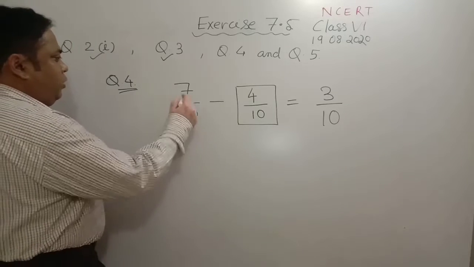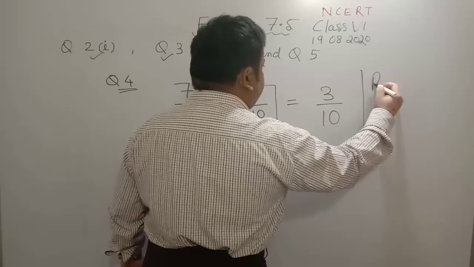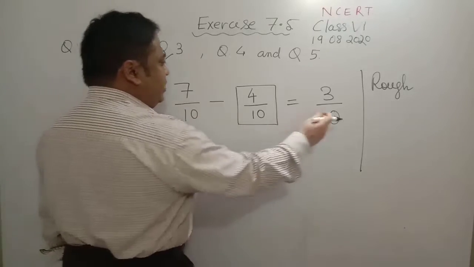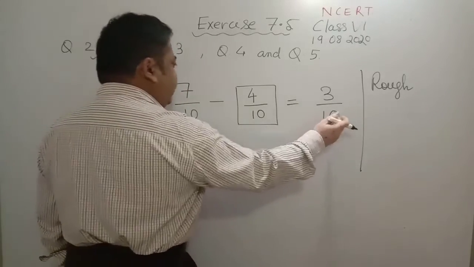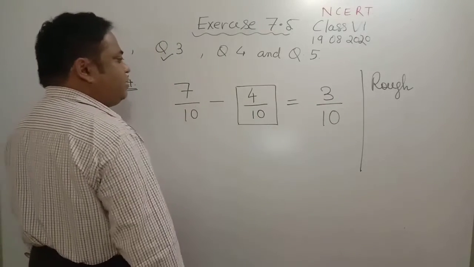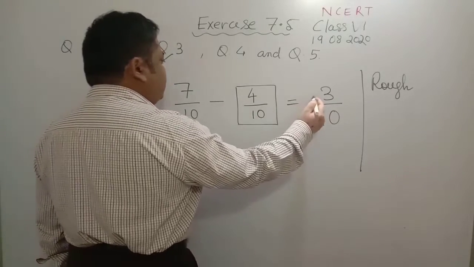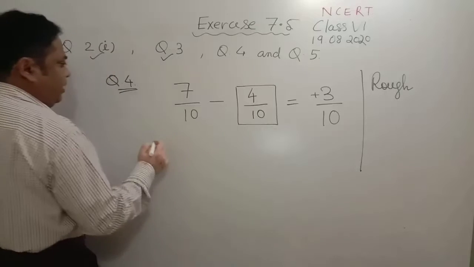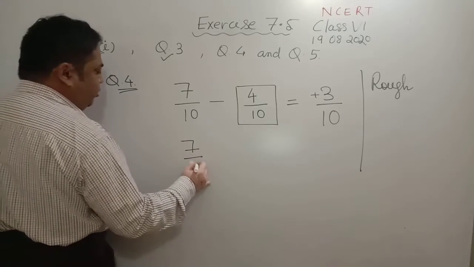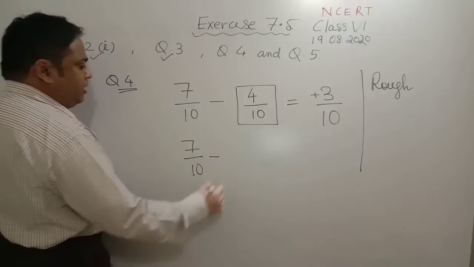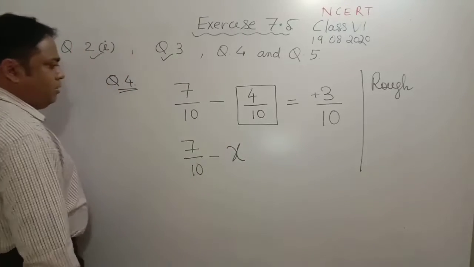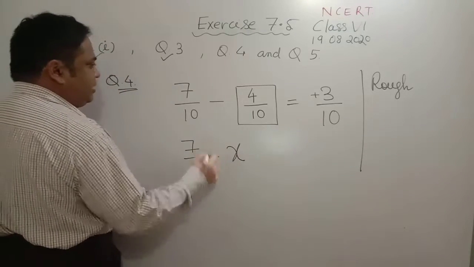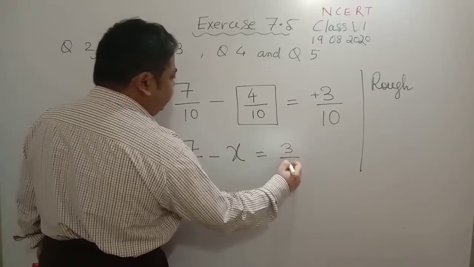How did I do it? I did it like this, in rough. This is the left hand side and this is the right hand side. When you bring right hand side things to the left hand side, it becomes reverse. The positive sign becomes negative. So I will tell you one method. If you write 7 by 10 and you don't know what has to be written here, let this be equal to Mr. X. The name of this fraction, let it be Mr. X. So 7 by 10 minus X will be equal to 3 by 10.